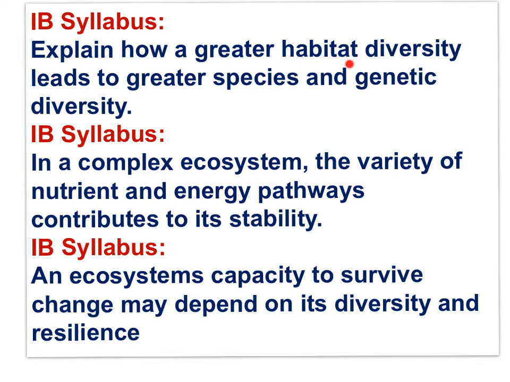Explain how a greater habitat diversity leads to greater species and genetic diversity. In a complex ecosystem, the variety of nutrient and energy pathways contributes to its stability. An ecosystem's capacity to survive change may depend on its diversity and resilience.